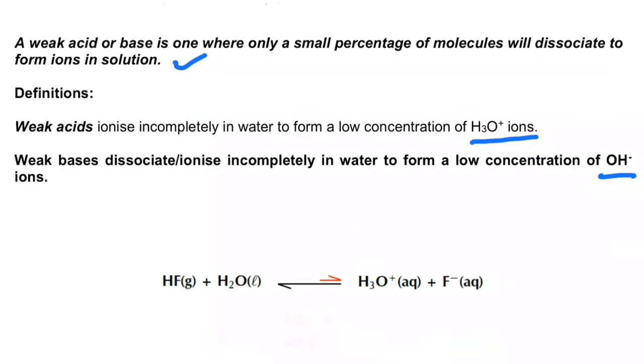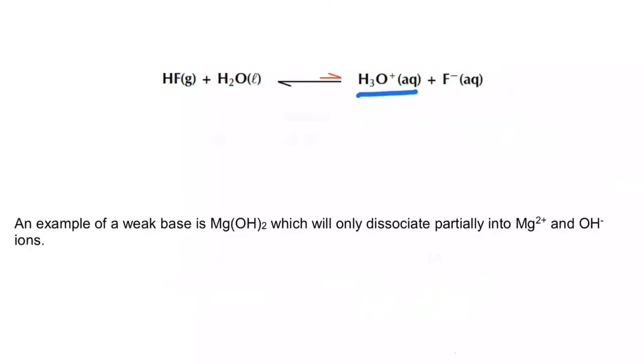An example of a weak acid is hydrofluoric acid, HF, which when it ionizes produces a low concentration of H3O+. We can see that denoted by the arrow here, that in the forward reaction, not much product is formed. An example of a weak base is magnesium hydroxide, which only dissociates partially into Mg2+ and OH- ions.